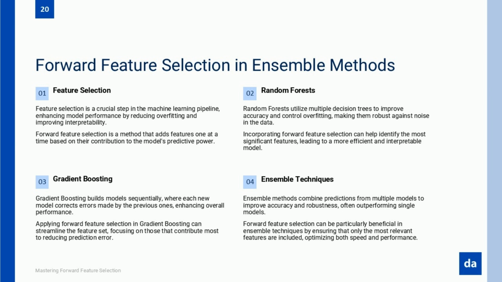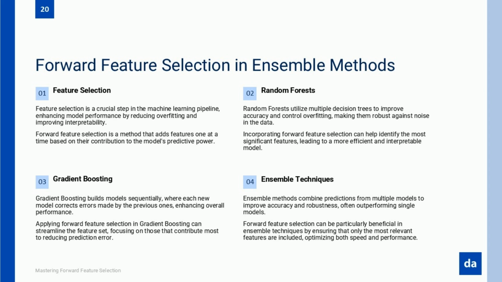And let's not forget stacking. This technique combines multiple models, logistic regression, decision trees, neural networks, you name it, and uses another model on top to make the final decision. But stacking only works if each base model is learning something useful. If your base models are overloaded with irrelevant features, the entire ensemble suffers. Forward feature selection ensures that each model is working with clean, high-impact data, making the final stacked model even stronger.